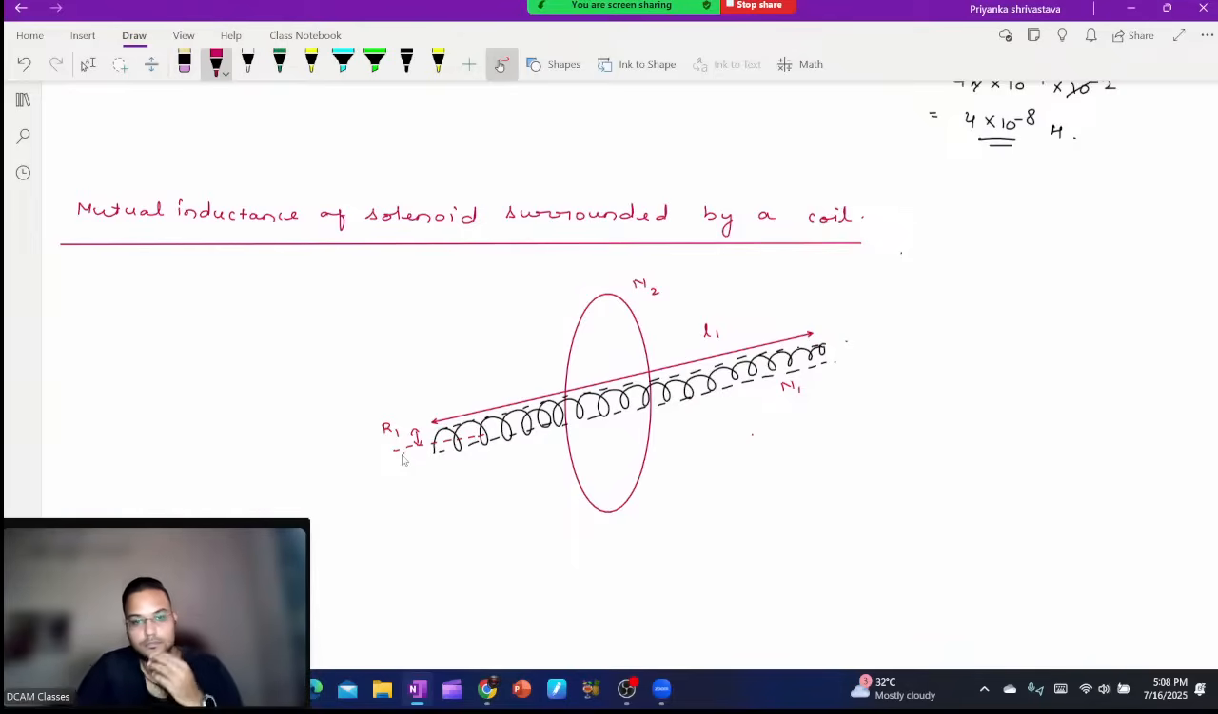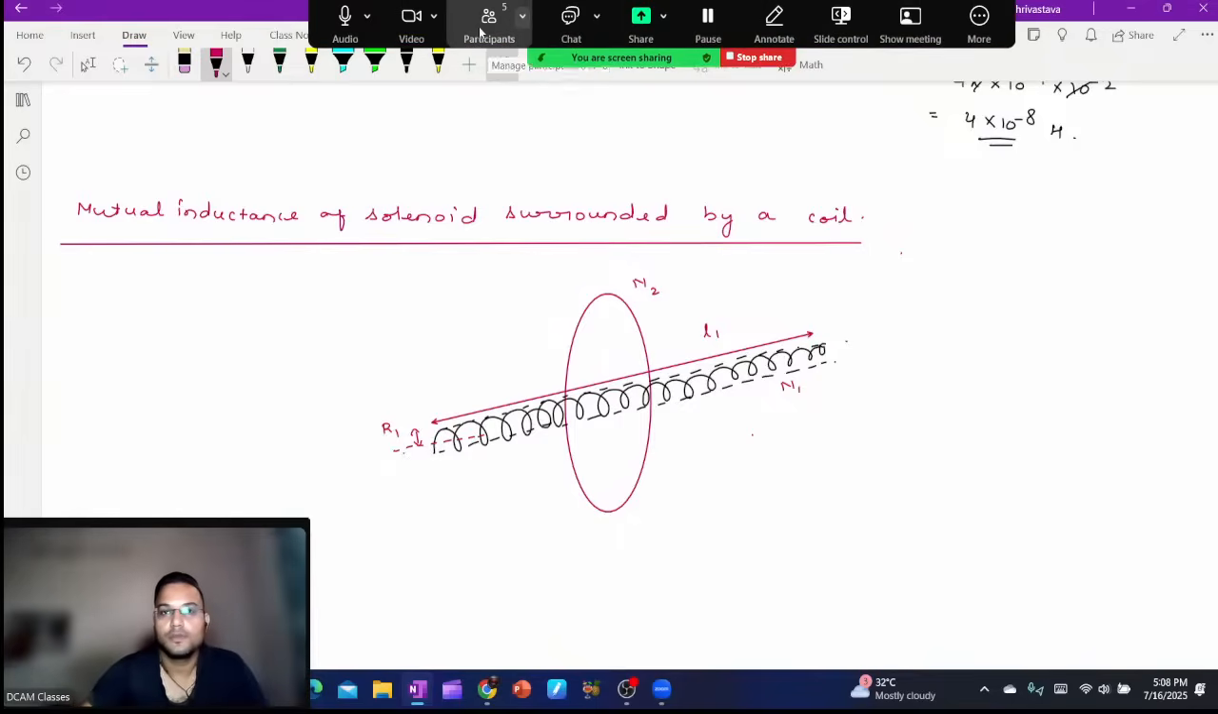Sir, and what about the current passing through the coil? No need, you have to assume. Whenever you try to find the mutual inductance, you pass current.